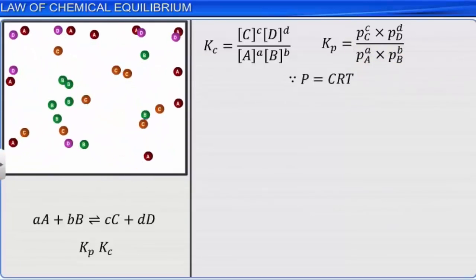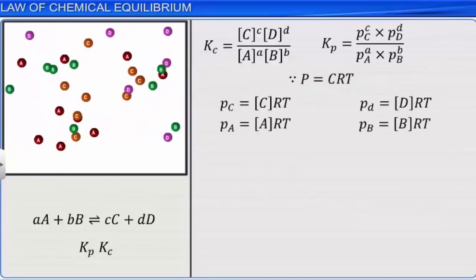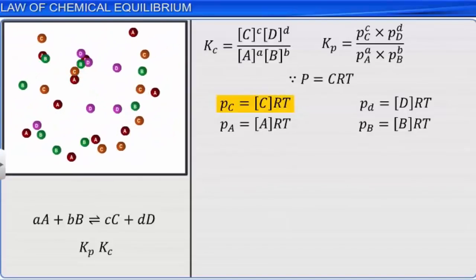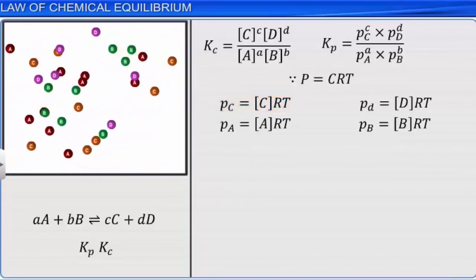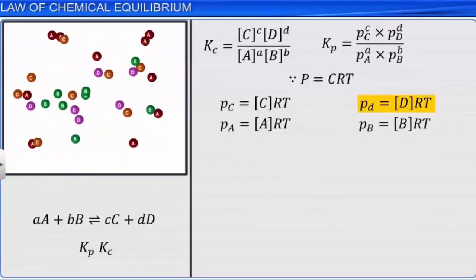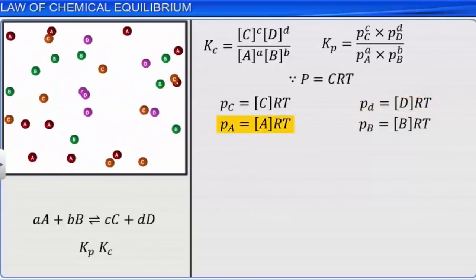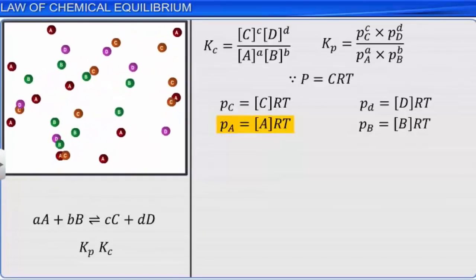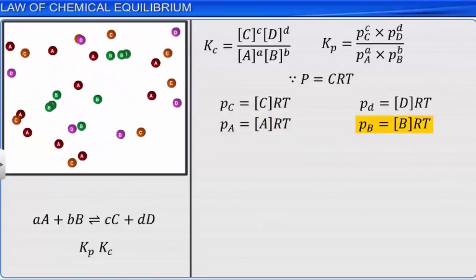Since P is equal to CRT, it can be written as: partial pressure Pc is equal to the concentration of C multiplied by the product of R and T. Partial pressure Pd is equal to the concentration of D multiplied by the product of R and T. Partial pressure Pa is equal to the concentration of A multiplied by the product of R and T. Partial pressure Pb is equal to the concentration of B multiplied by the product of R and T.